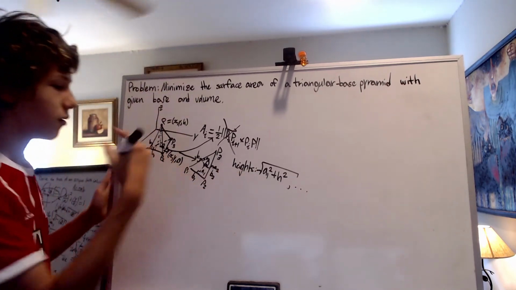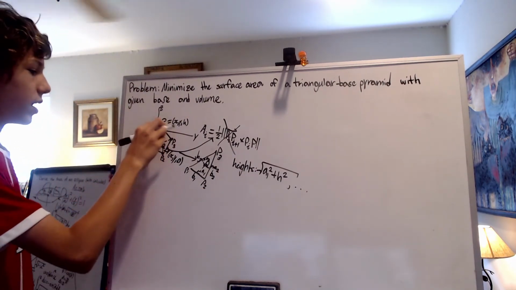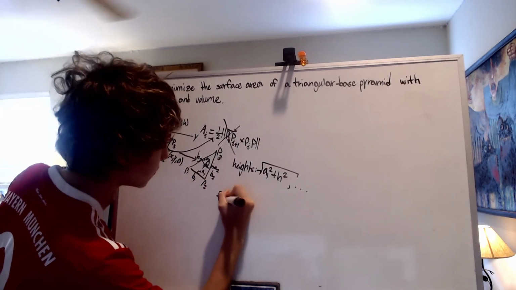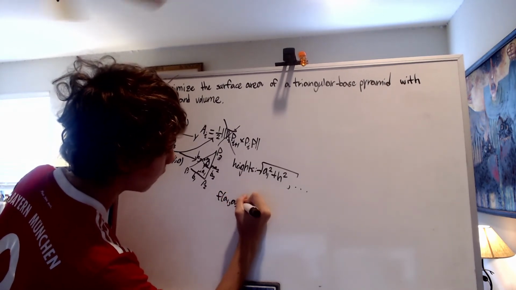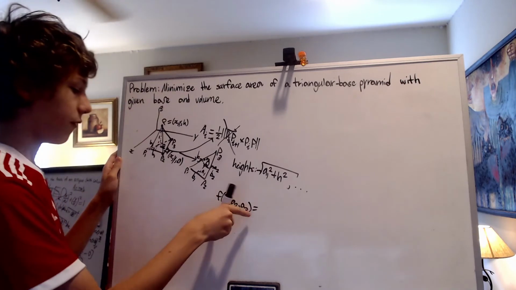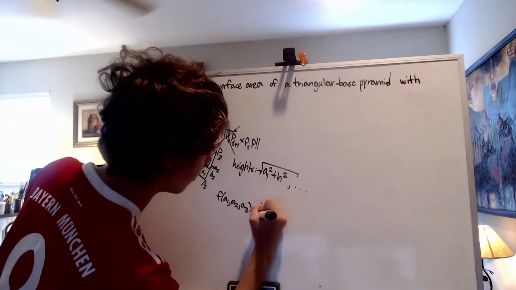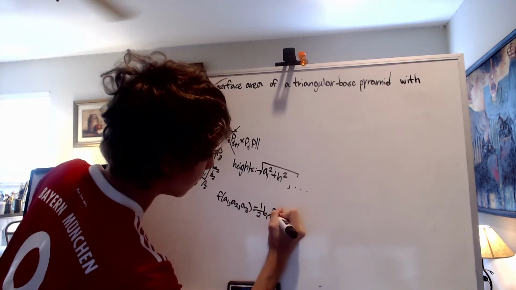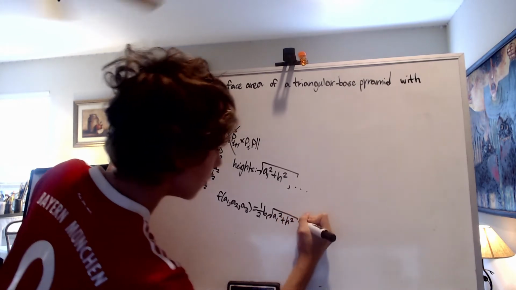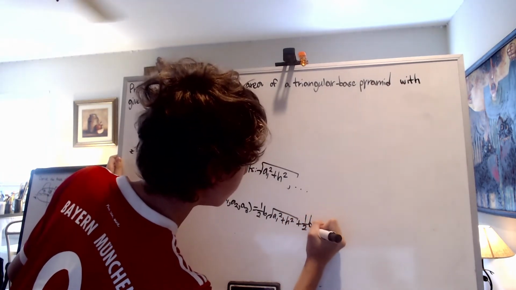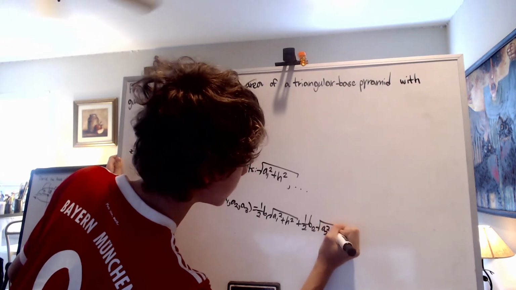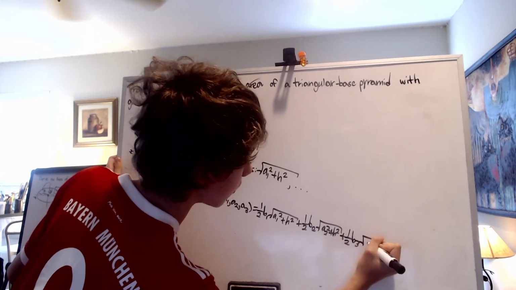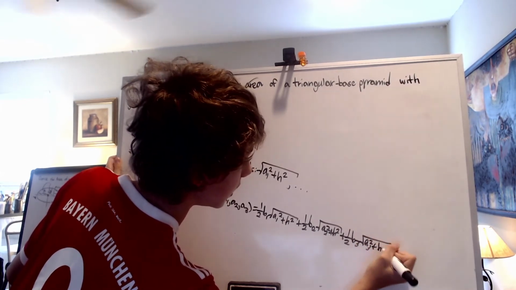So our areas, I'll write it as the sum of each of these sides, each of the areas. We'll call that function, again a function of A1, A2, and A3, f of A1, A2, A3, as 1/2 times the first base B1 times the first height, square root of A1 squared plus H squared, plus 1/2 B2 square root of A2 squared plus H squared, plus 1/2 B3 square root of A3 squared plus H squared. Okay.